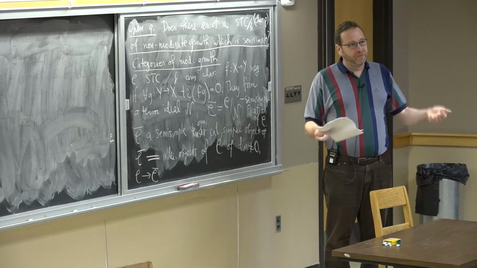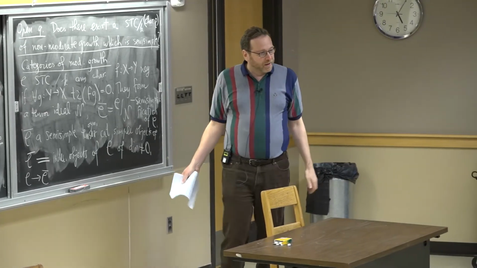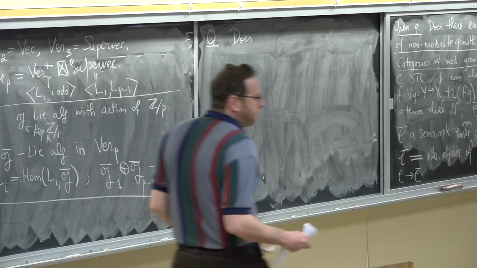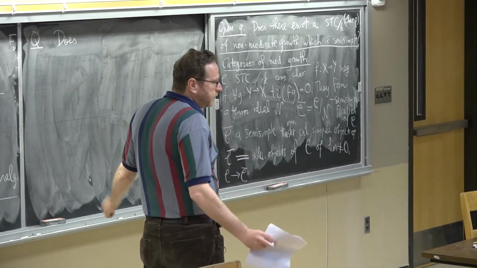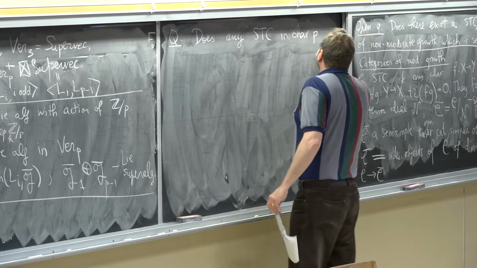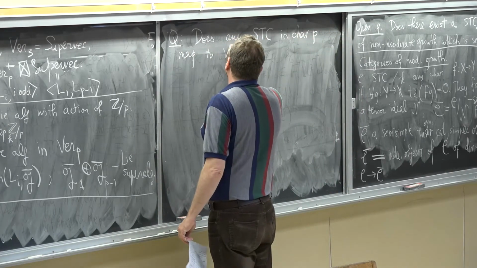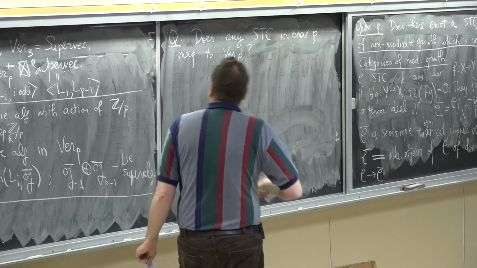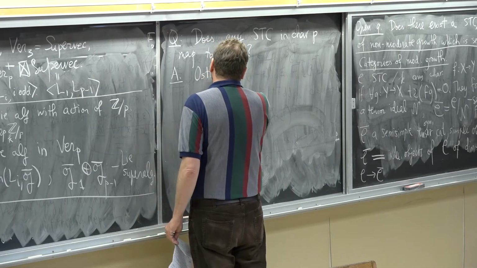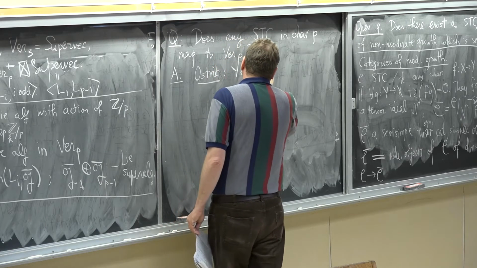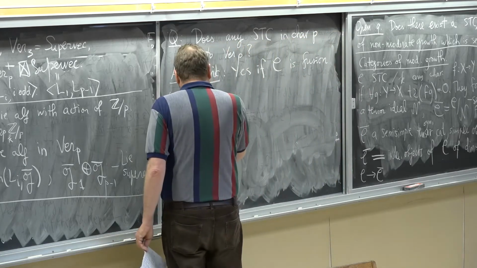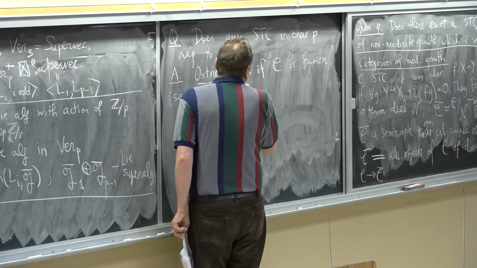Then your category will be realized as representations of some group scheme in that smaller category. And if that smaller category is simple enough, then maybe you can classify group schemes, at least, let's say, simple, semisimple ones, and understand what all possible categories can look like. So does any symmetric tensor category in characteristic p map to Ver_p by a symmetric tensor functor? And the answer is, surprisingly, in some cases, yes. There is a theorem of Ostrik: yes, if C is fusion, which means semisimple with finitely many simple objects.